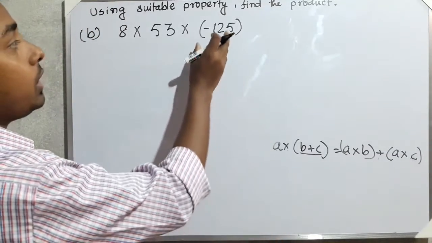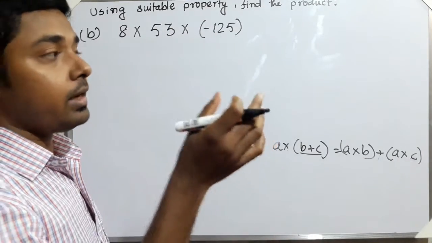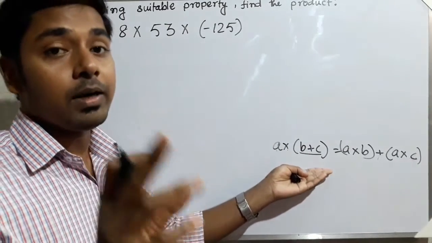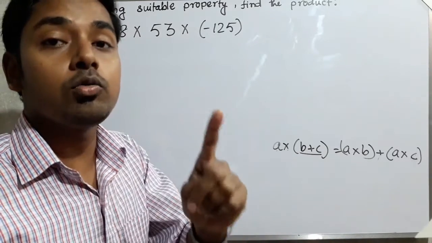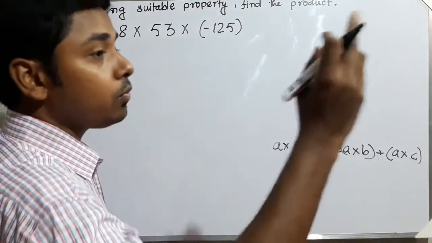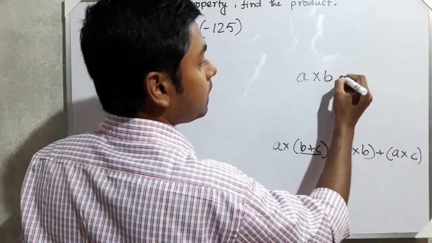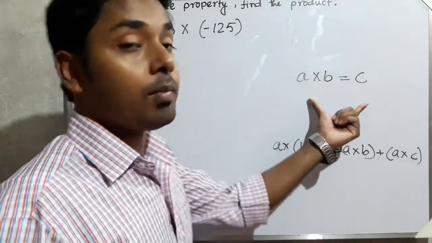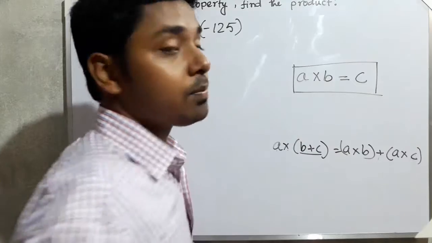Already I told you, whenever you have the suitable property, in 99% of cases you can use the distributive property, but in 1% of cases you have to use another property. That is the closure property. And how to use the closure property? What was our closure property? a into b is equal to c, closure property for multiplication.